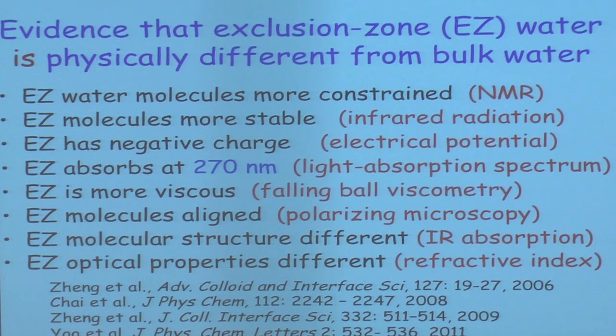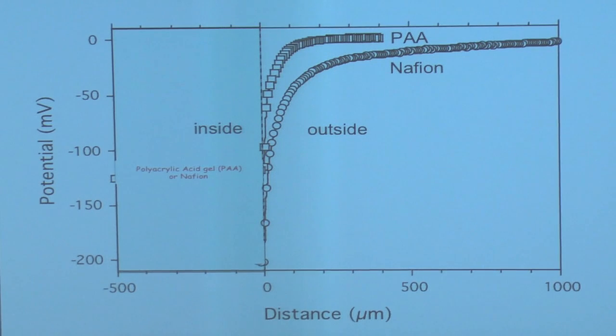So it's vastly different. Now, what about the negative charge? How do we establish that? Because it's really important. So where it says inside, it means it's the inside of a gel. Initially, it's a polyacrylic acid gel. So that's the blue here. And outside is where there's water. So here is the interface. This is where the exclusion zone ought to be.